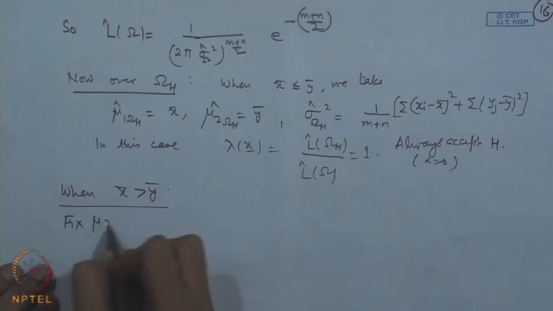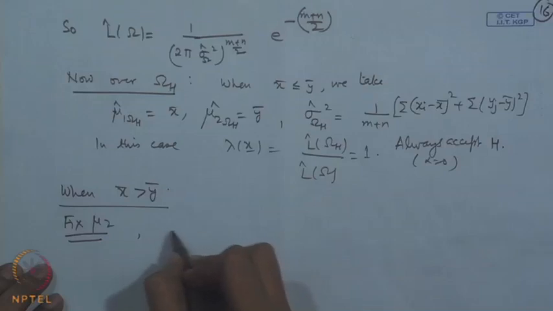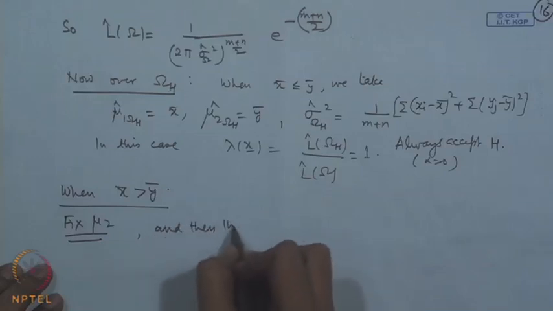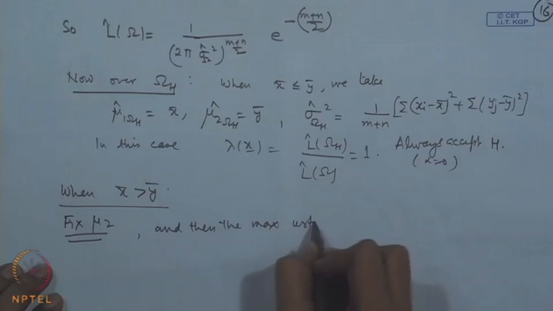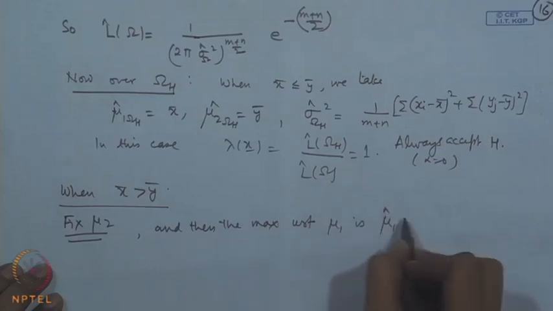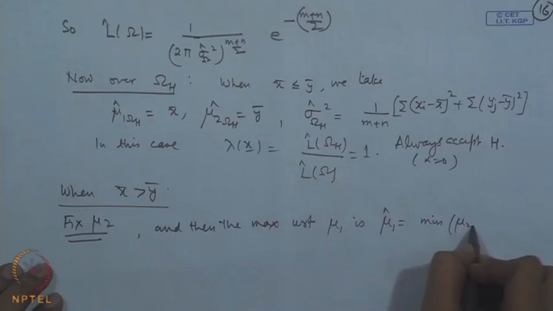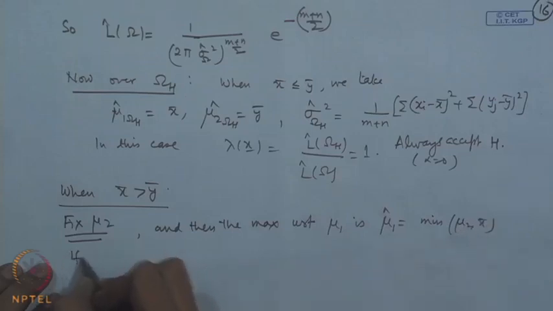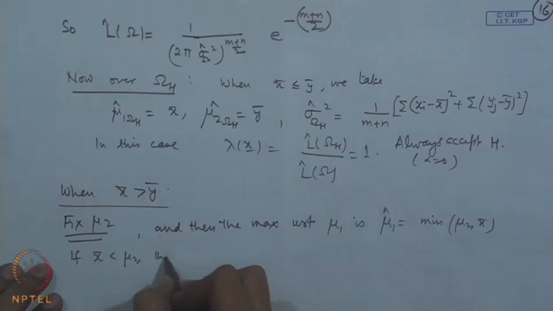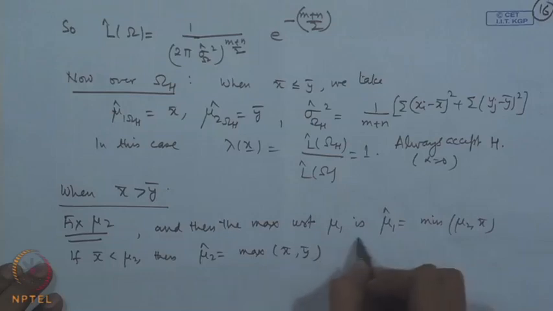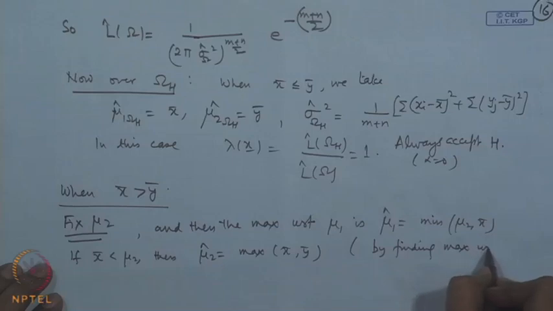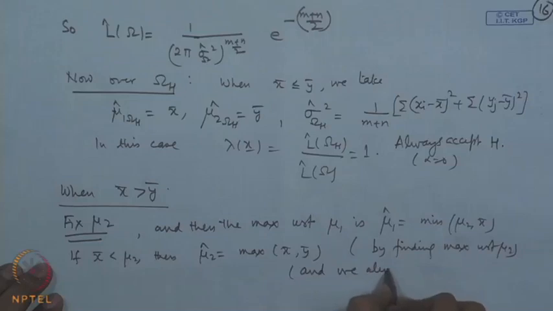Fix mu 2 first, and then the maximum with respect to mu 1 is mu 1 head equal to minimum of mu 2 and x bar. Now, if x bar is less than mu 2, then mu 2 head will be equal to maximum of x bar, y bar, by finding the maximum with respect to mu 2, and we always accept H.